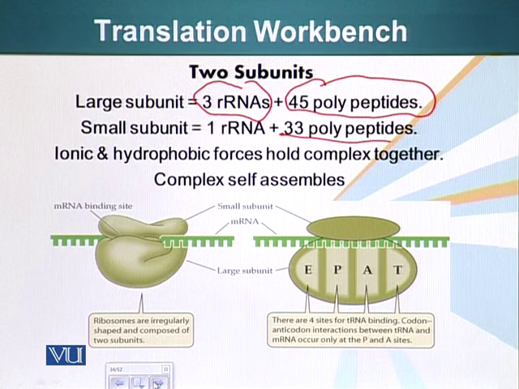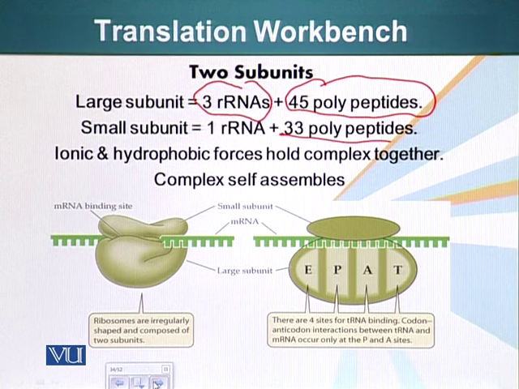The interesting thing about this organelle is that the whole complex self-assembles. So if we take these individual components, 3 ribosomal RNAs and 45 polypeptides, and put them in a solution, they will form the large subunit of the ribosome. This is free energy at work. The delta G, remember we talked about earlier in this course. All systems try to come to the configuration which is the least energetic form possible. The forces that are keeping these particles together are ionic and hydrophobic.